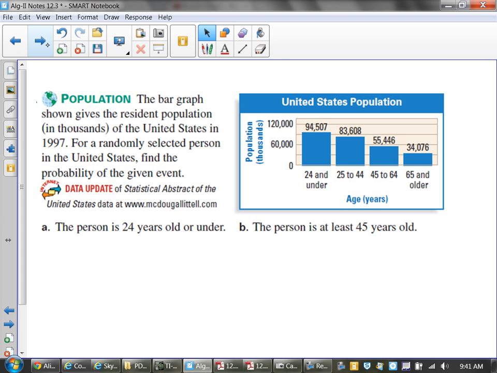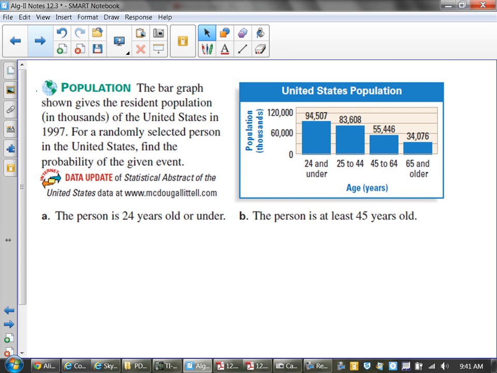A lot of times in math though, they do it off of a chart. You might see stuff like that.